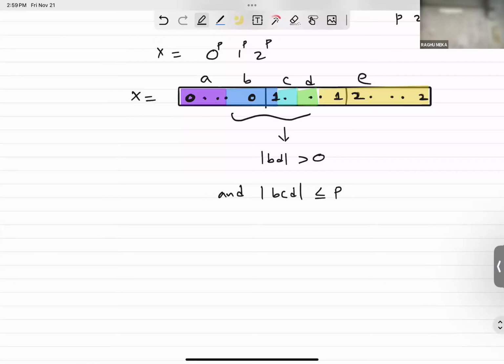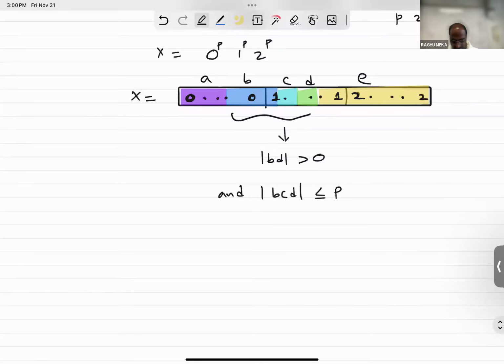Exactly. In some sense, the punchline is, if you think of BCD altogether, the length is at most p. So there are essentially two broad cases. One, they sit entirely in one kind of symbol, or two, they straddle two symbols. BCD is of length at most p, so maybe it's entirely in the zeros, entirely in the ones, entirely in the twos, or it can go across. But it can only cross one boundary. It cannot cross two boundaries because the middle piece is very big.